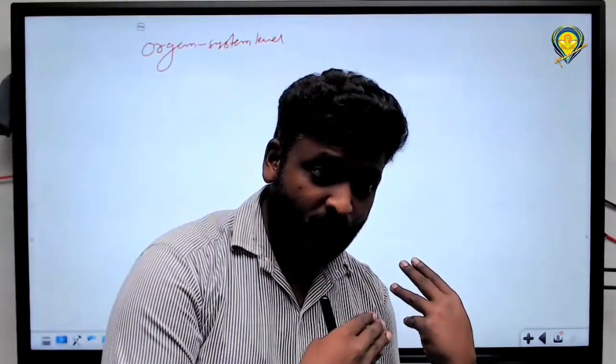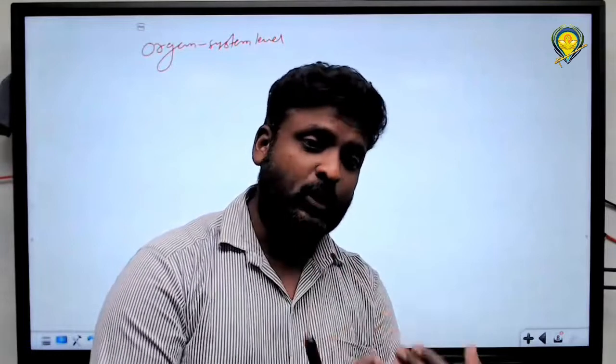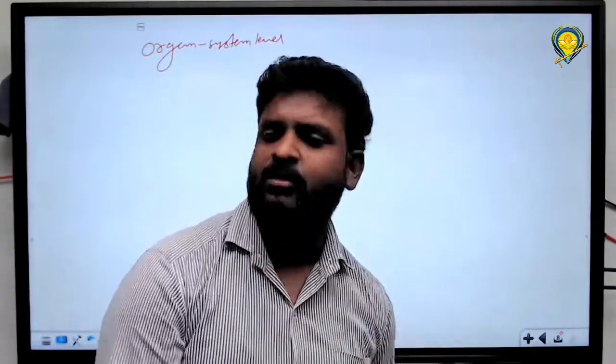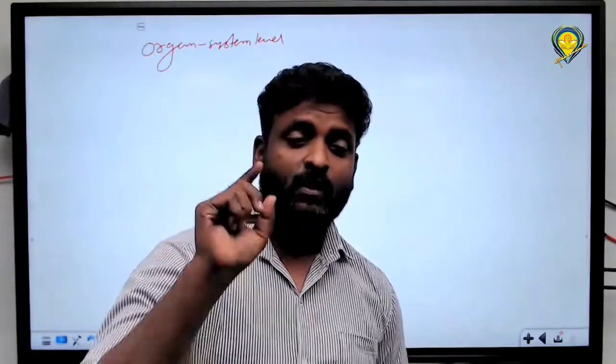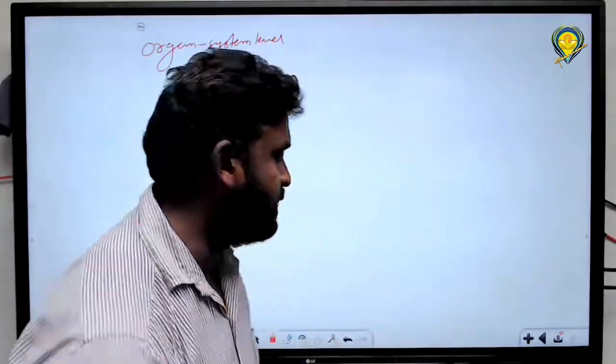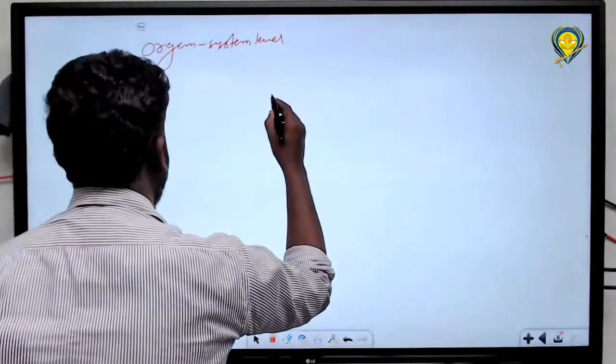Coelom or pseudocoelom? Definitely coelom, meaning eucoelomate. Next one, what kind of symmetry do they exhibit? Bilateral symmetrical animals. These are it. Organ system level of organization.